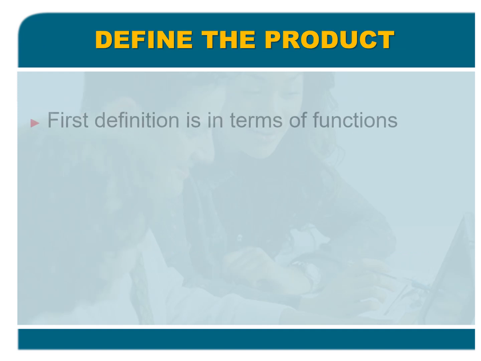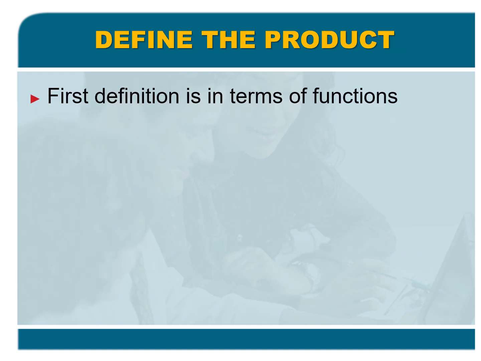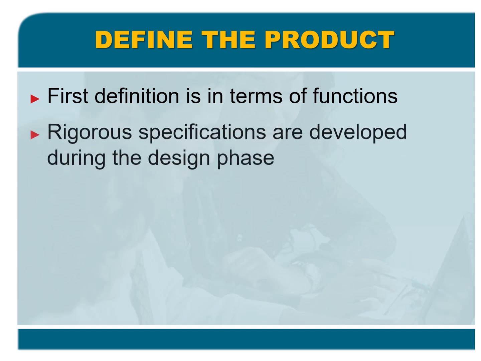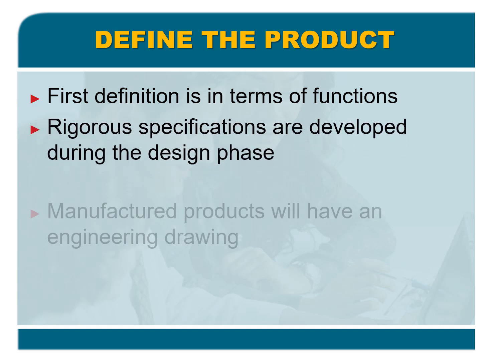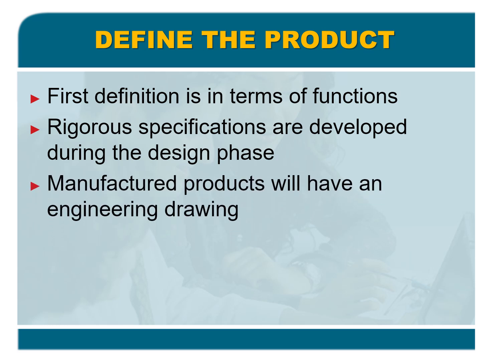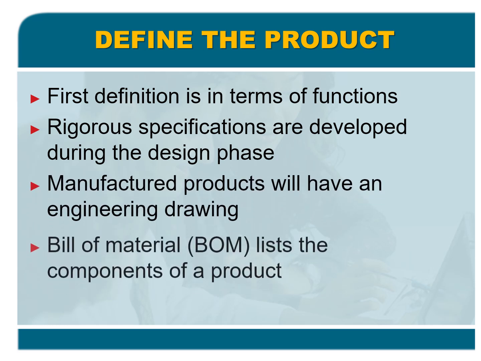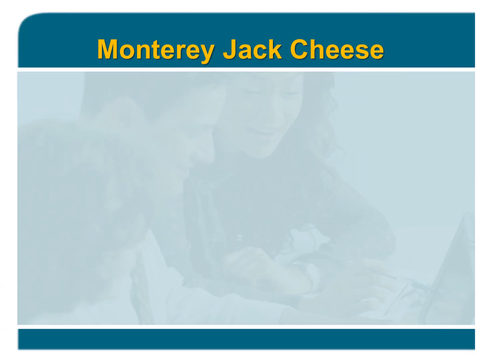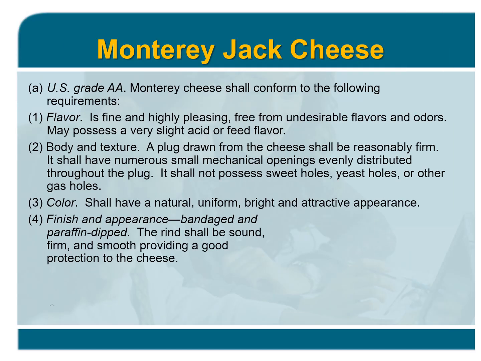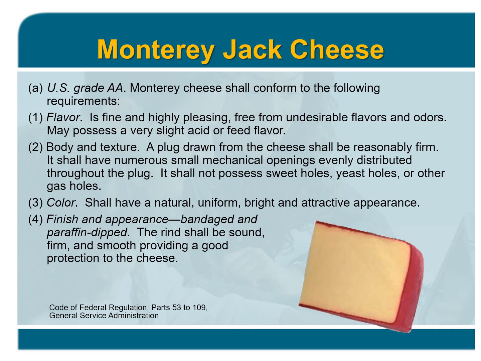So we want to define the project. First, define it in terms of functions. You need to have rigorous specifications developed during the design phase. Manufactured products will have an engineering drawing and a bill of material that lists the components of the product. For instance, here is a bill of materials for Monterey Jack cheese. I'll leave this with you for a moment for your review. Pause if you need to look at it longer.